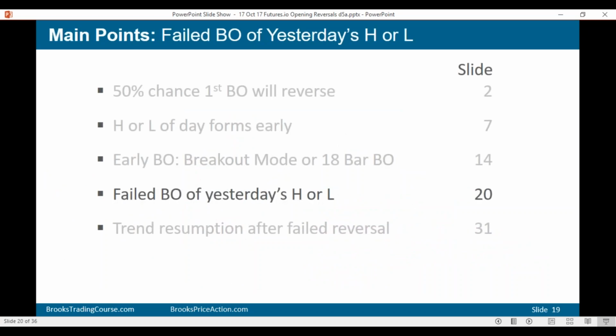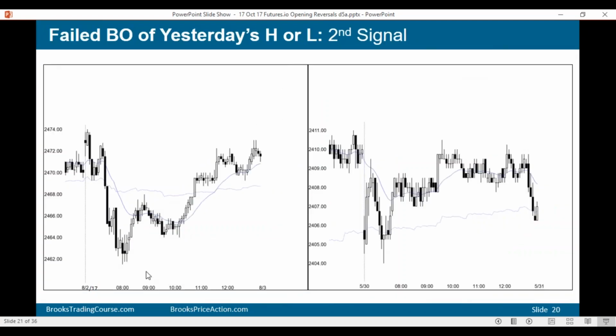Now I want to talk a little bit about a failed breakout above yesterday's high or failed breakout below yesterday's low. Really common pattern to look for on the open. In the final minutes, I just want to quickly go through some common open patterns that everybody should look for.